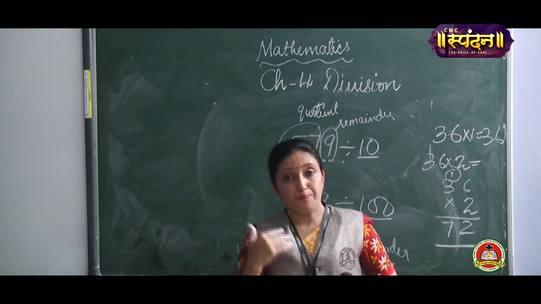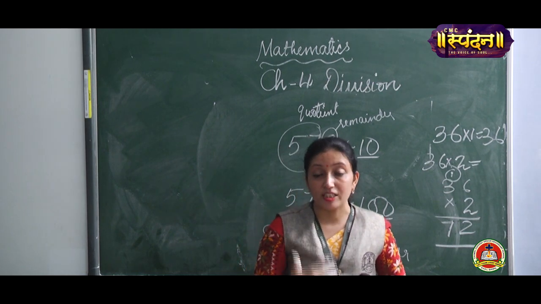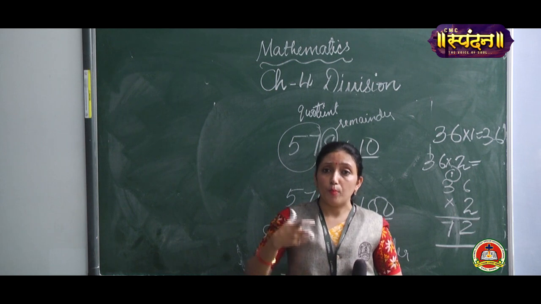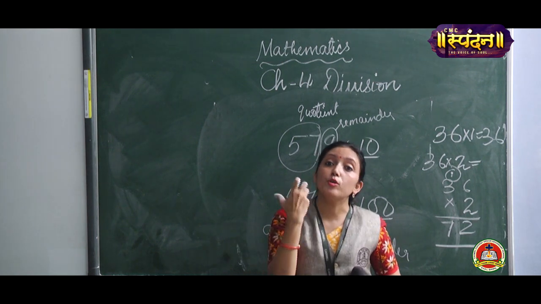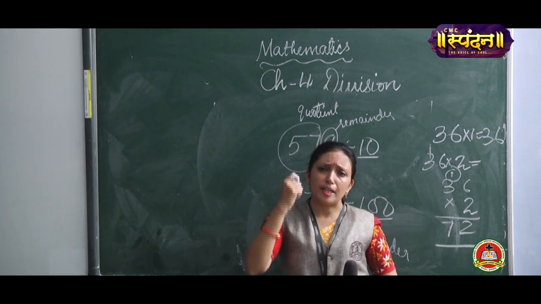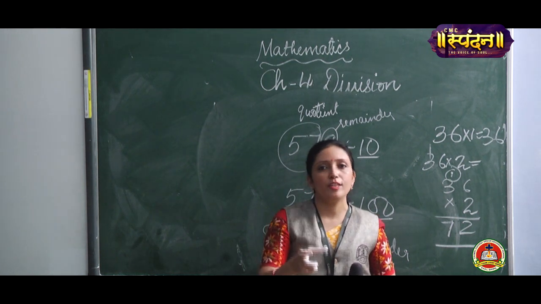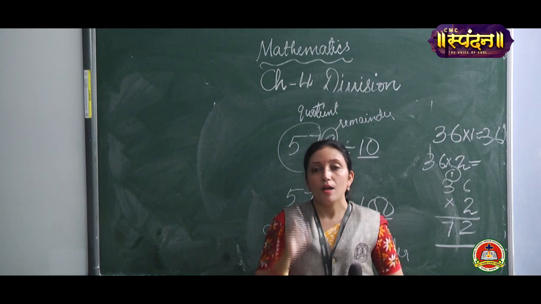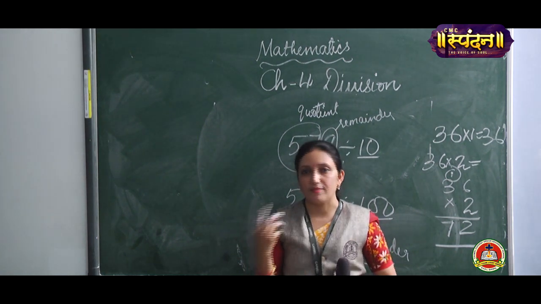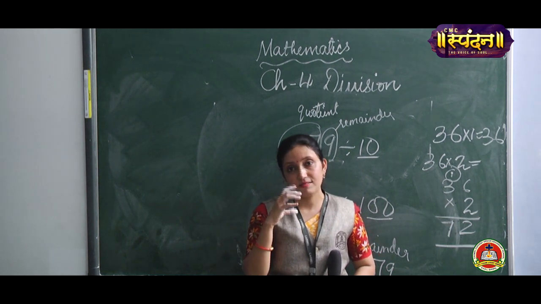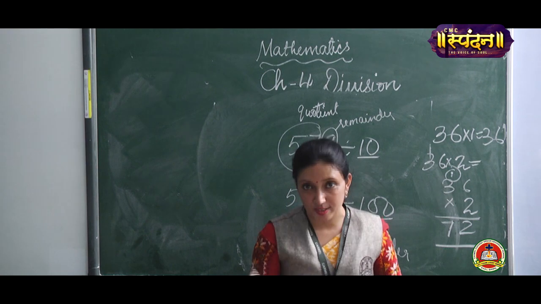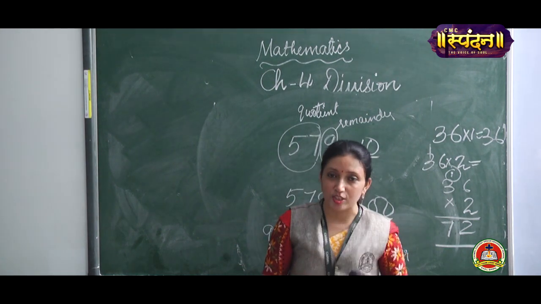And children, please do more and more practice with the sums given in your book, and you can even frame your own numbers and solve them. With more and more practice, definitely you are going to be very perfect in division, but only one thing: you have to revise your tables. That is very, very important. Without tables, it is really going to be very difficult for you. I hope you all have understood and are clear with the topic.